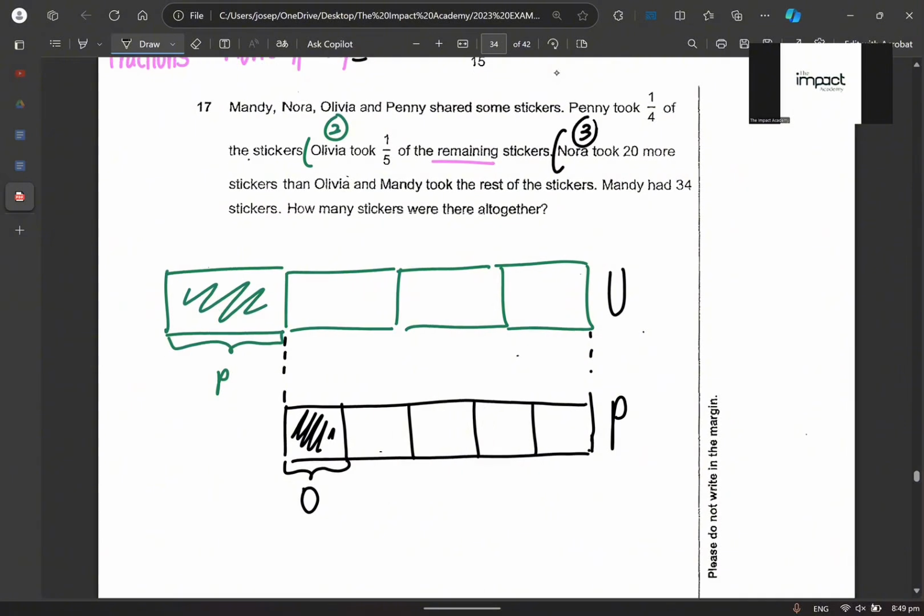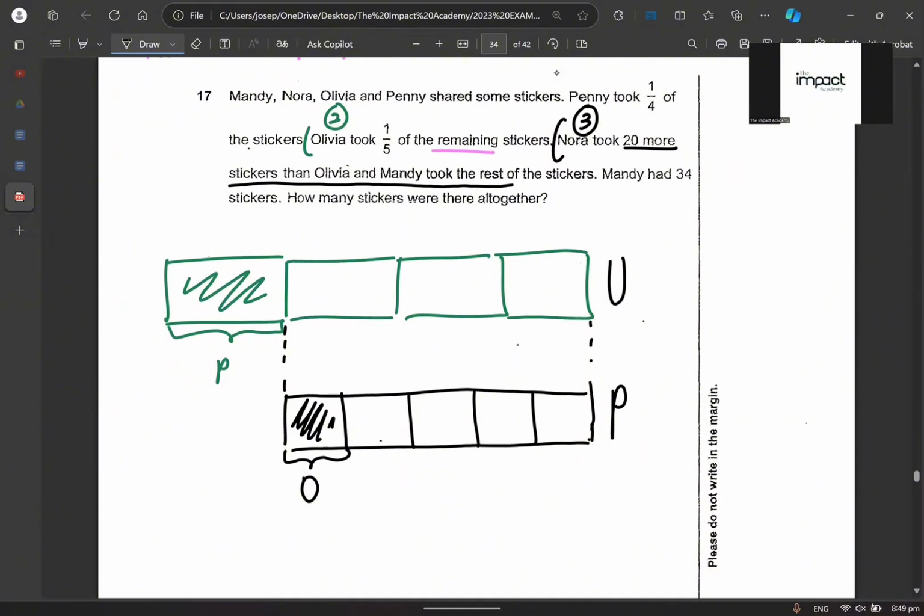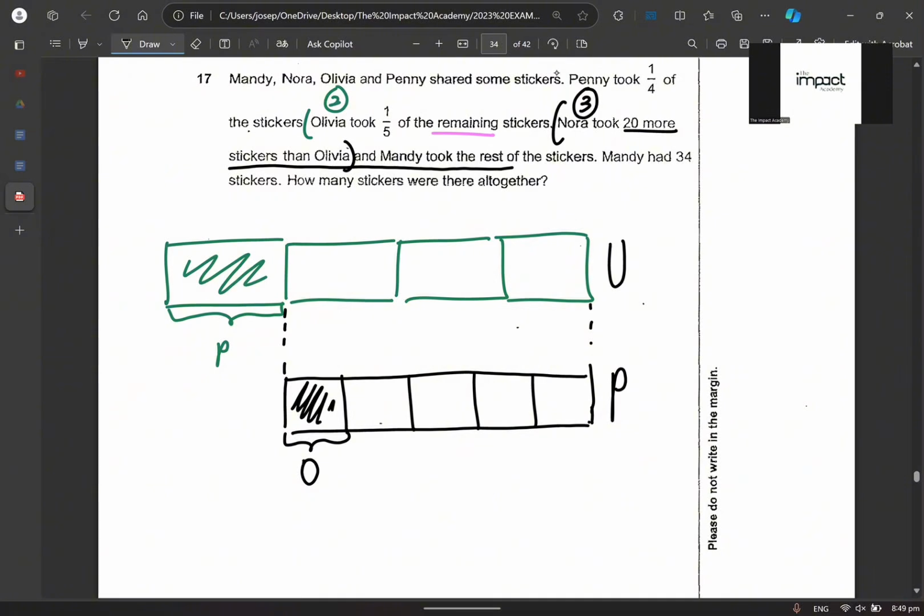Sentence number 3: Nora took 20 more stickers than Olivia. More stickers than Olivia. Stop here. That means I drop down again. We will just show Nora first. Agree or not? Then we drop down. I prefer to drop down. And I will say that roughly, just estimate this to be how much? 20. Understand or don't understand? Nora, agree so far?